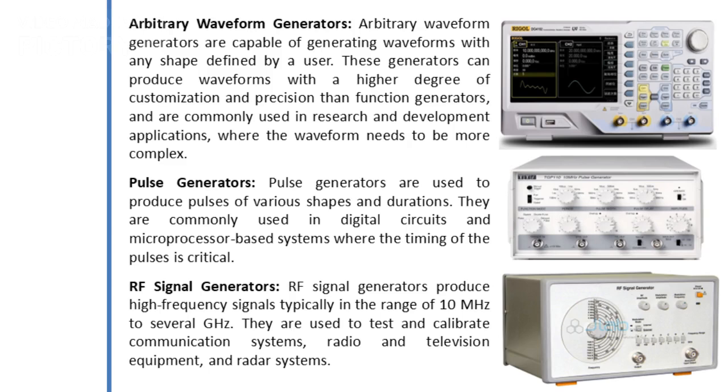Each type of signal generator has its own set of advantages and disadvantages. Function generators are cost-effective and versatile but may lack precision for some applications. Arbitrary waveform generators offer high precision and customization but can be complex to operate. Pulse generators are precise but limited in frequency range. RF signal generators are essential for high-frequency applications but can be expensive and require additional equipment for proper operation.